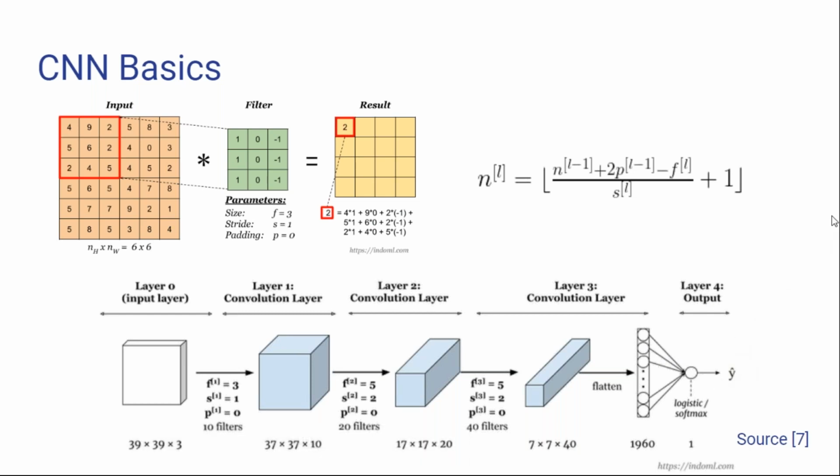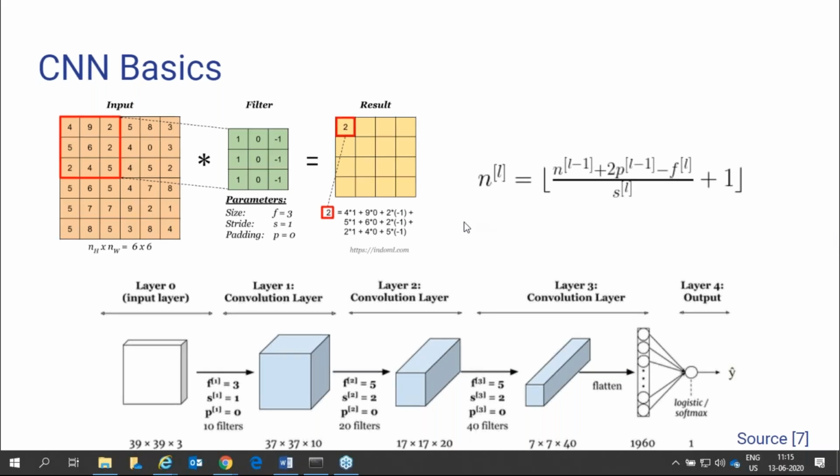So I see some questions coming up. Yes, so is the matrix multiplication correct? This is not a matrix multiplication. So this is an element-wise multiplication. So it's a dot product.